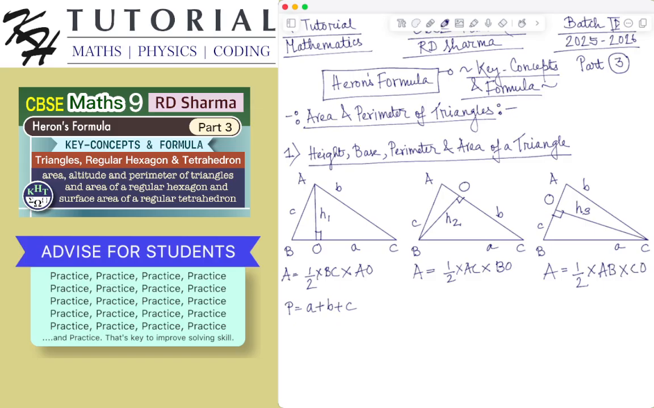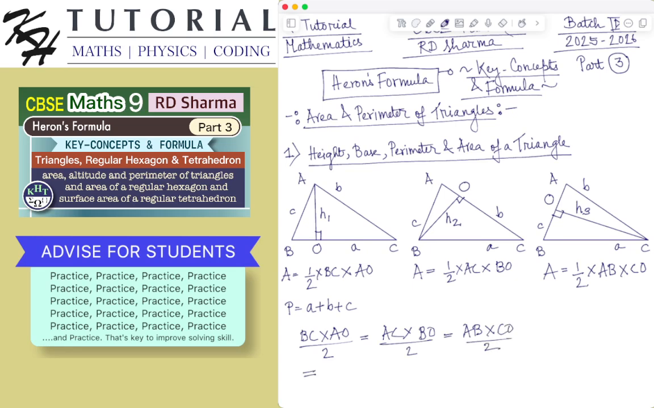Now we see that there are three ways of finding the area of the triangle, depending on which side we are considering as the base. But since it is the same triangle, the area will be same. So we will have BC multiplied by AO by 2 should be equal to AC multiplied by BO by 2 is equal to AB multiplied by CO by 2.